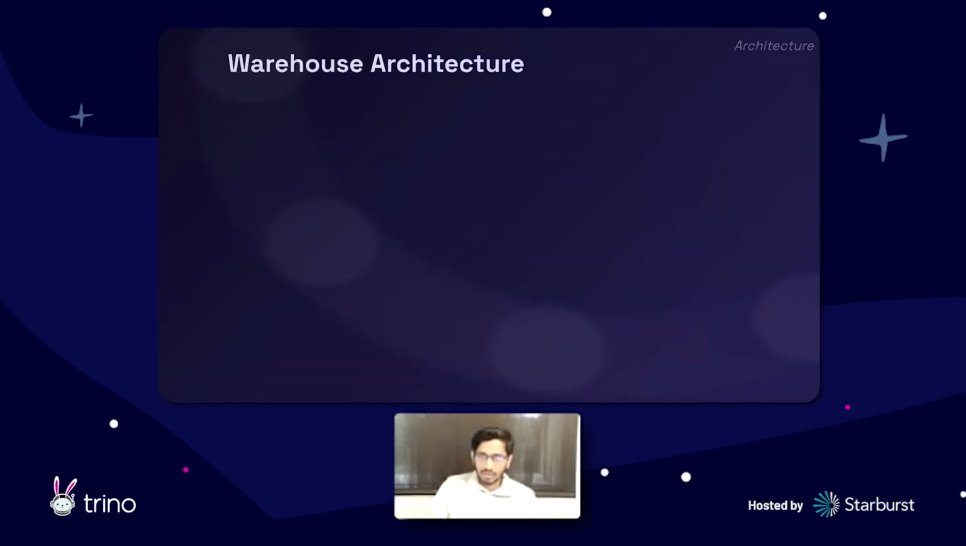With that context, now let's get back on the horse. So first, we'll look at the warehousing architecture. How does it really compare?